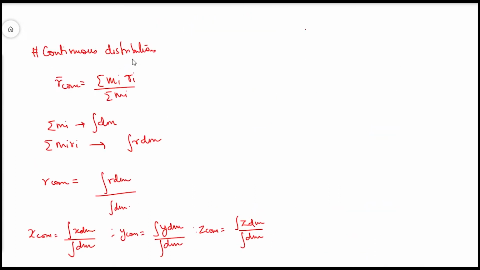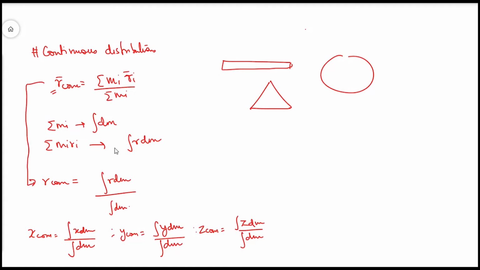Now let's talk about the continuous distributions. So if we have the mass not discrete but distributed over, suppose a rod or maybe a disc or a triangle surface or something, so what do we have in this case? Like in the discrete particle case, we have r com is summation of mi ri divided by summation of mi, and this ri is a vector. This summation of mi in the continuous sense is basically summation of infinitely many differential elements, and that goes to integral dm, and this summation mi ri goes to integral r dm. So we have this formula in the continuous sense. R com is going to be integral r dm divided by integral of dm. Okay, so similarly we can get this x com value, y com value, and the z com value.